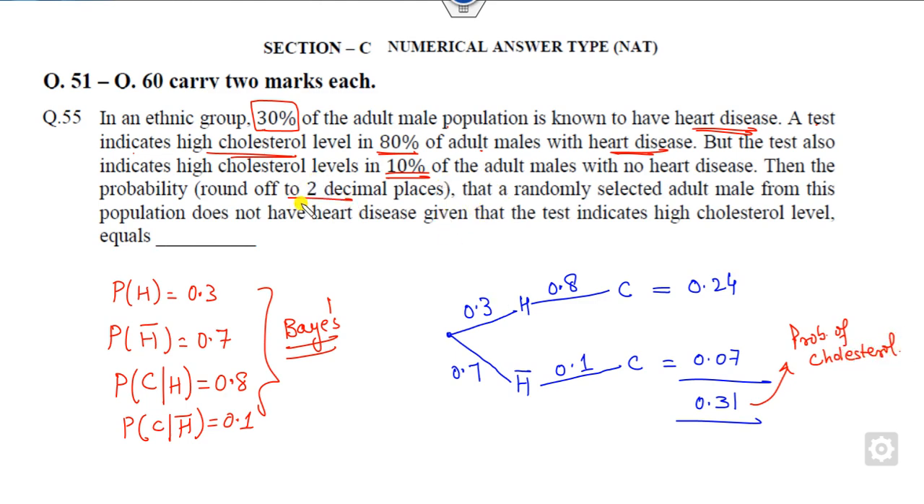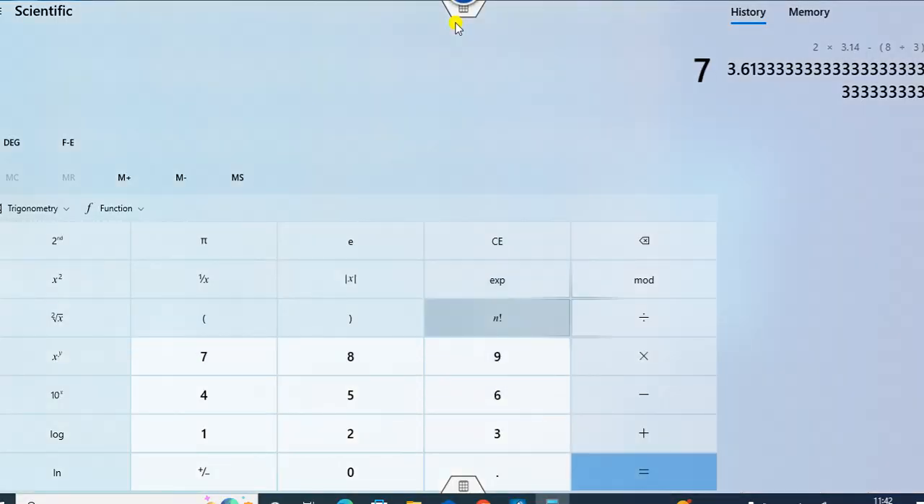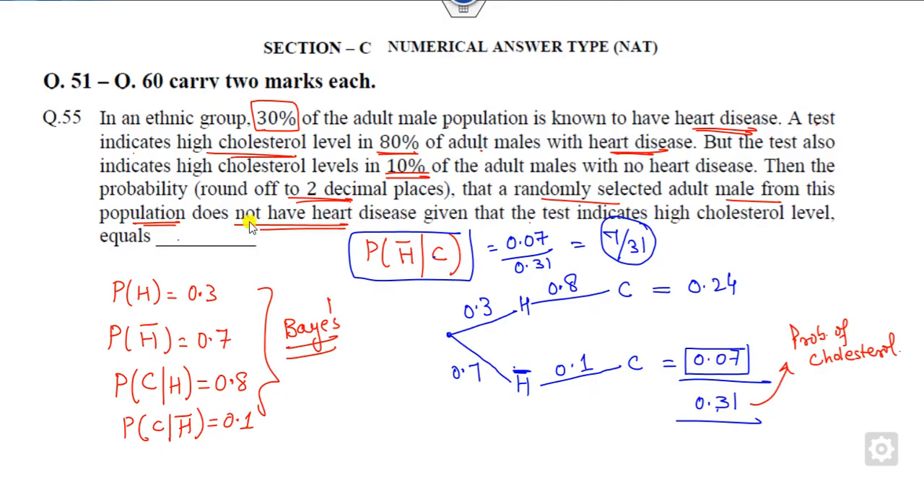Now what do you want to find? You have to find up to 2 decimals. A male from this population does not have heart disease, given that he has high cholesterol. That is your required target. So this is the case of no heart disease. So the right answer is 0.07 divided by cholesterol. Cholesterol is 0.31. So the right answer is 7 divided by 31. We can compute it: 7 divided by 31. So the right answer is 0.225 for this problem.